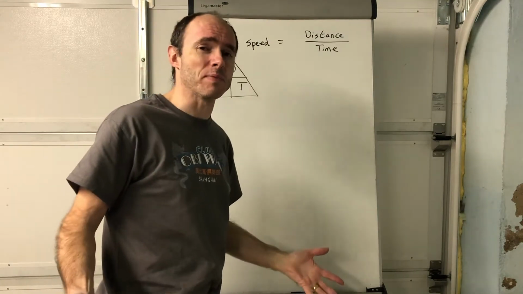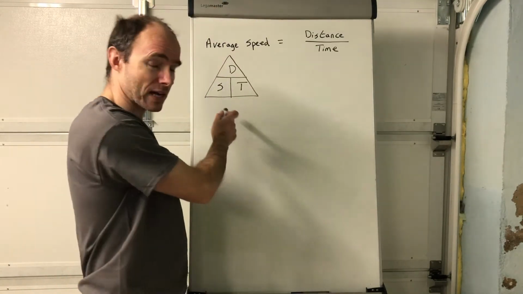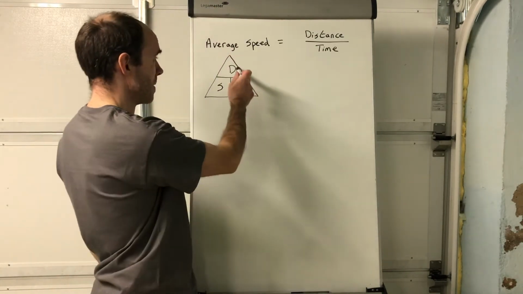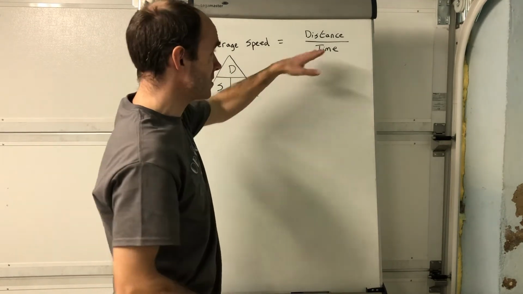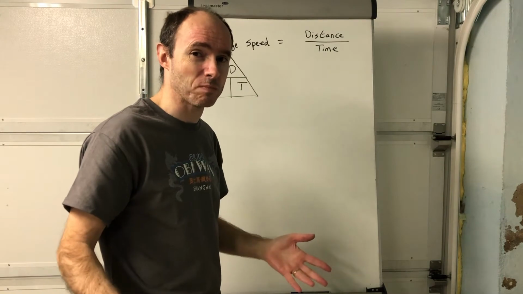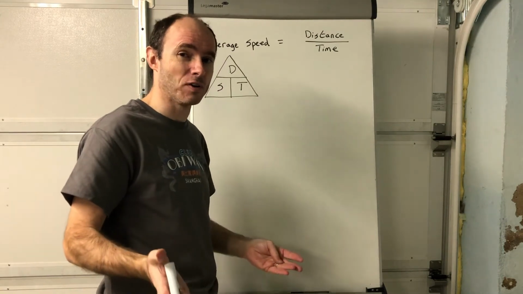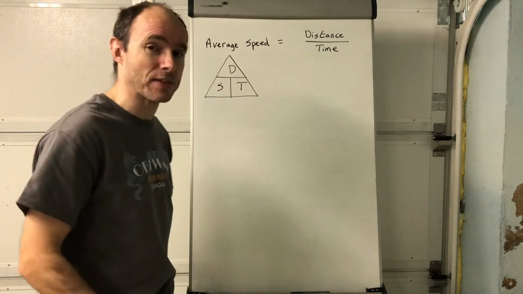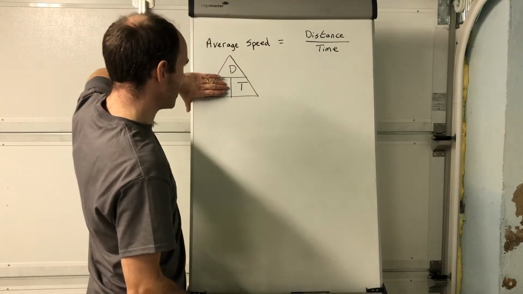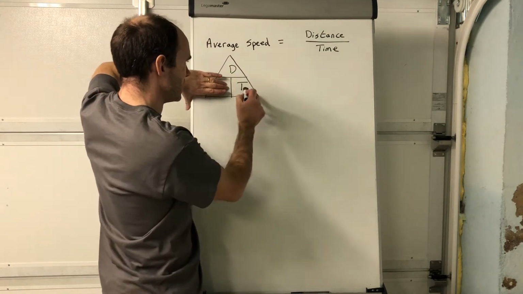Now if you want to remember this as a handy triangle, you can do. The idea is that you just have to remember to put the D, S and T there, and you can rearrange this equation quite simply in your head by just covering up the letter of the compound measure you're trying to find. So in this example, if you are trying to find the average speed, you cover up the S and you can see it's D over T, distance over time.